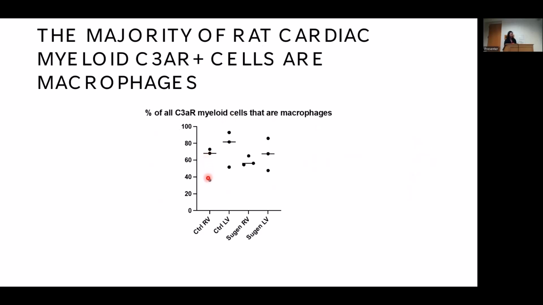This is showing that in the studies that I've done of all C3aR myeloid cells in the rat heart, the majority of these cells are macrophages. So whether it's in the right ventricle or left ventricle, over 60% of C3aR myeloid cells are from the macrophage lineage.